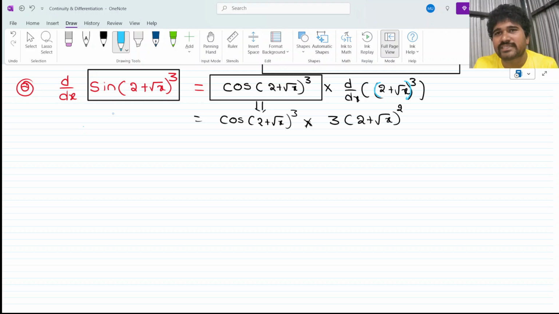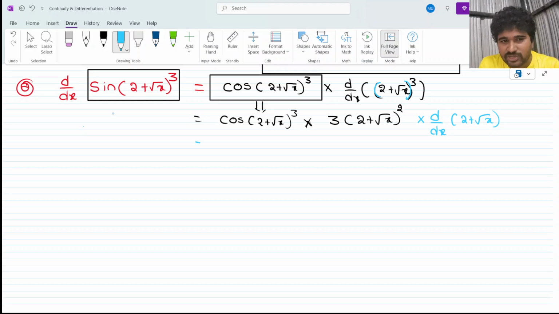That's it, Tejas. What do I have to write? Into d by dx of 2 plus root x you have to write. Why? Because it is something power n. It's not just your x cube. If it is just x cube, what you said, I will agree. It is something power n, into that something we have to write. Are you clear with this now?